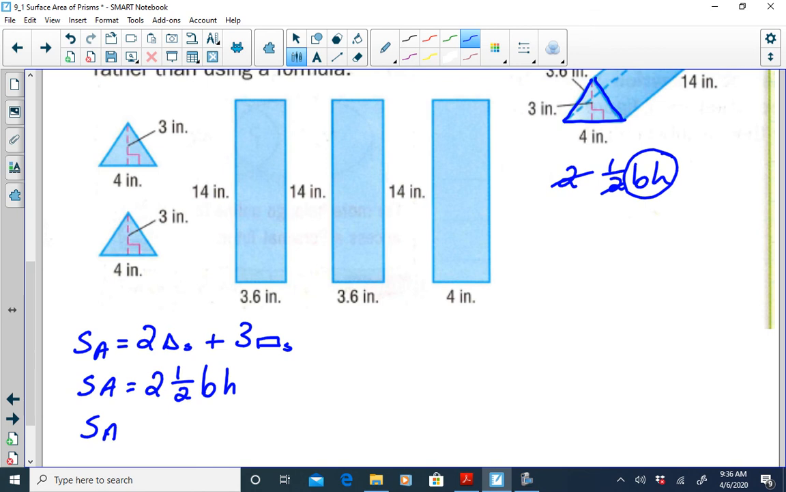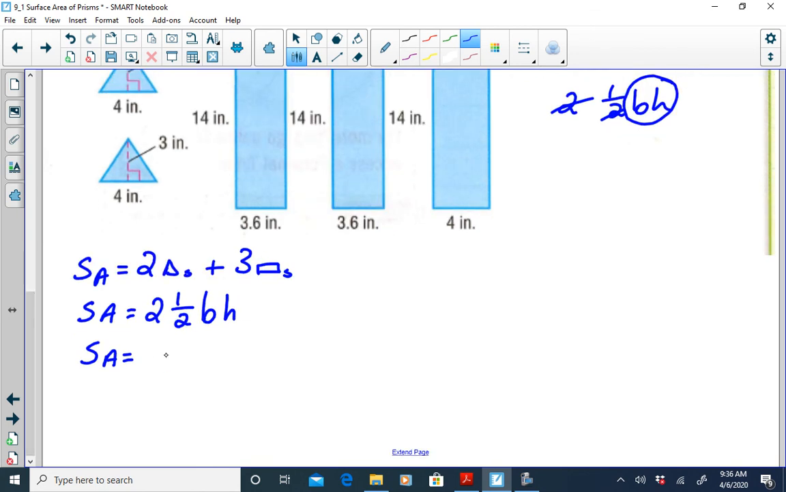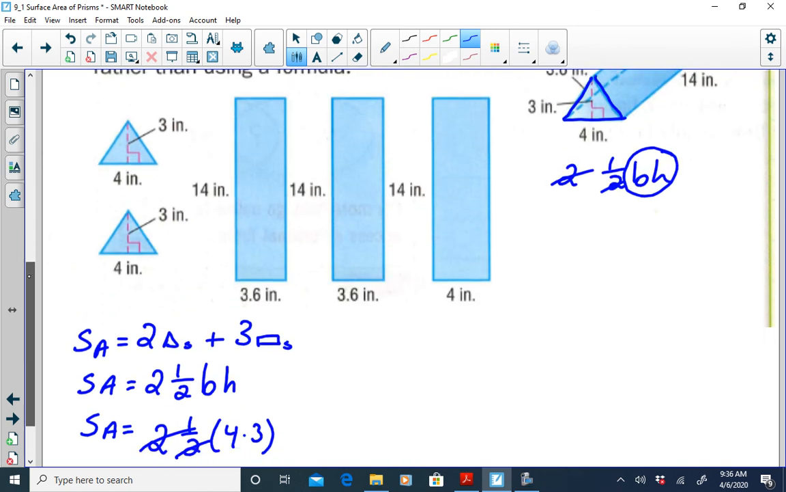So the surface area, if I'm doing the 2 triangles, that's going to be 2 times 1/2. Well, what's the base and the height? Base is 4, height is 3. So it's going to be 4 times 3. They cancel. So the surface area of the 2 triangles is simply going to be 4 times 3, which is 12 square inches.